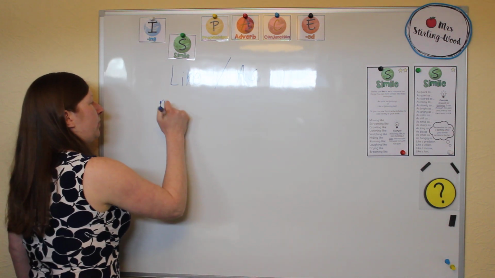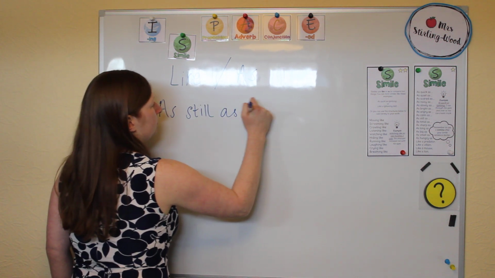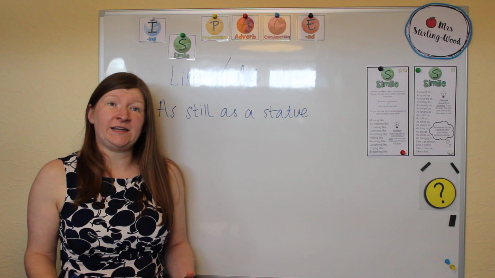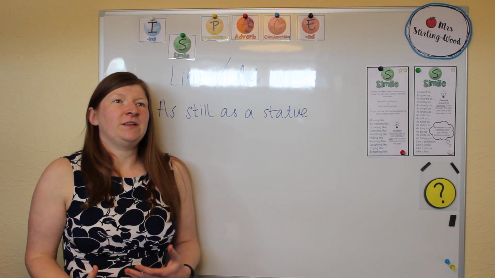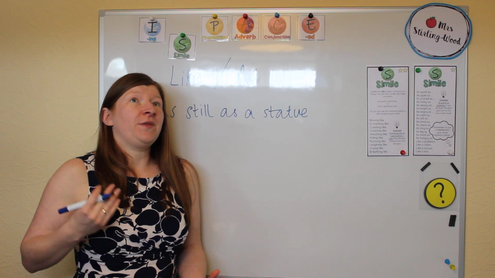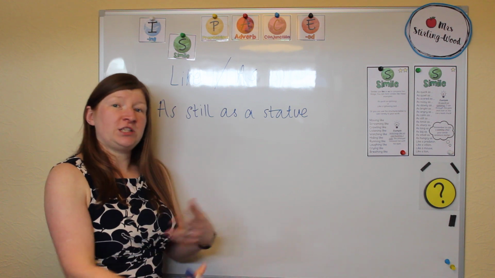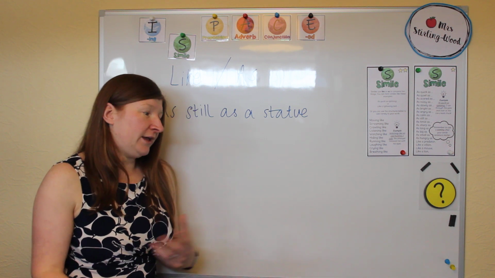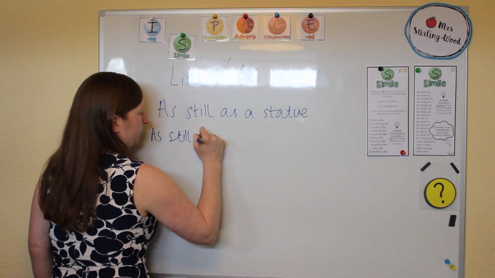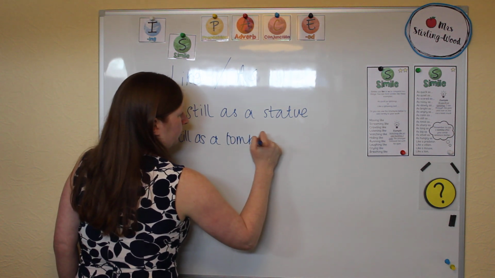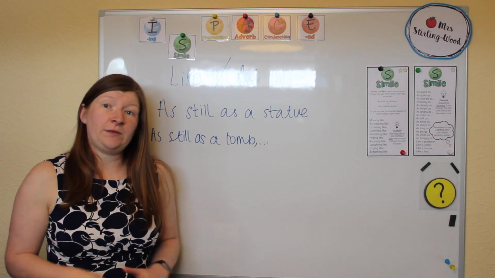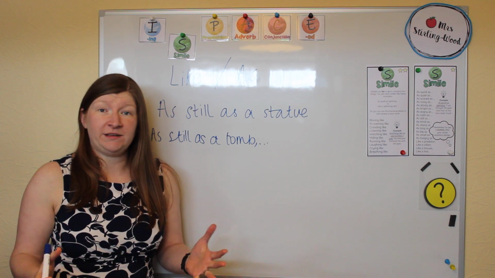If we look, for example, at this one, as still as a statue. Brilliant. I can imagine something being very still. That's not very exciting. Neither is as fast as a cheetah. Can we think of something else that would be more useful and more exciting to the reader than regurgitating something that has been used time and time again? Maybe as still as a tomb. So a tomb is a place where somebody's buried, and places where there are tombs tend to be very quiet and very still.